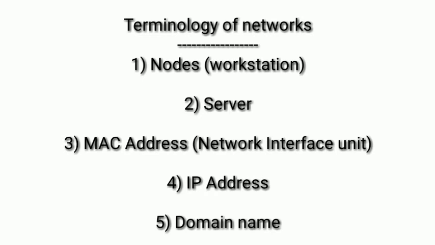Then the fifth one is domain name. It is a way to identify and locate the computers connected to the internet. It should be unique. Did you understand what a domain name is? It is a way to identify and locate the computers connected to the internet. That is known as a domain name.